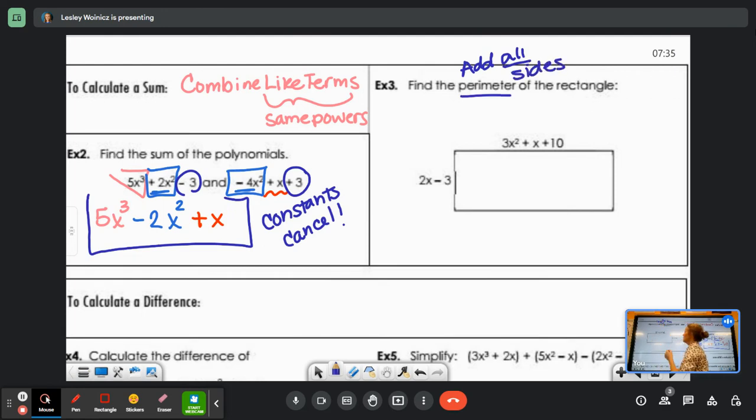Okay, so the cool thing about a rectangle is that its opposite sides have the same length. So if this side is 2x minus 3, so is this side. Okay, if the top of the rectangle is 3x cubed plus x plus 10, so is the bottom.